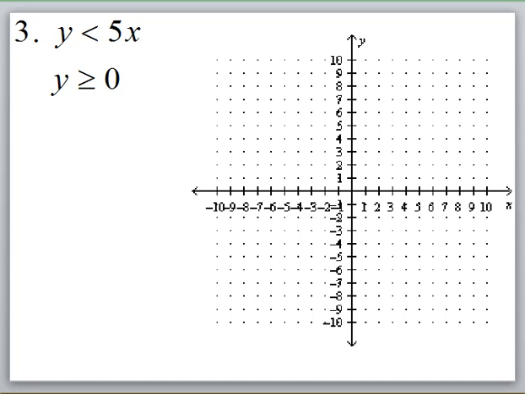Alright, so on this next problem, I've got two more linear equations. This first one has a slope of 5, and the second one has a b value of 0. So the slope is 5 over 1, my b is 0. So I'll plot 0. I'll go up 5 and over 1, up 5 and over 1, or I can go down 5 to the left 1, down 5 to the left 1. This is a dotted line. And it's less than, so I'm going to shade below.